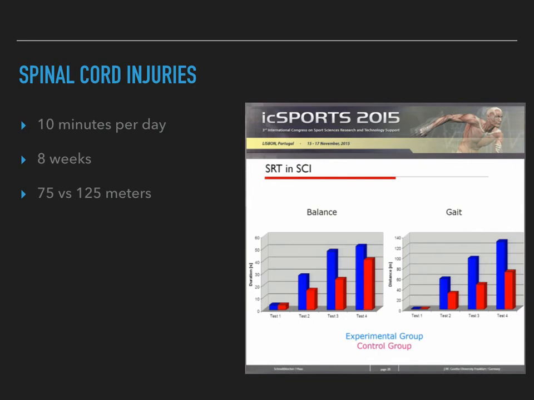And what they found was after 8 weeks, the control was able to walk 75 meters in 2 minutes. That's what they were testing, how many meters they could walk in 2 minutes. The control group was able to do 75, but the experimental group was able to do 125 meters. And again, the only difference between these two groups was that the experimental group used the SRT for 10 minutes per day. We see a pretty drastic increase in the distance they're able to cover in those 2 minutes.